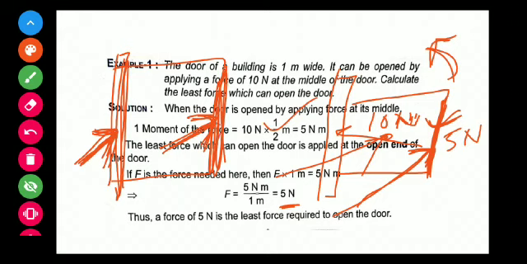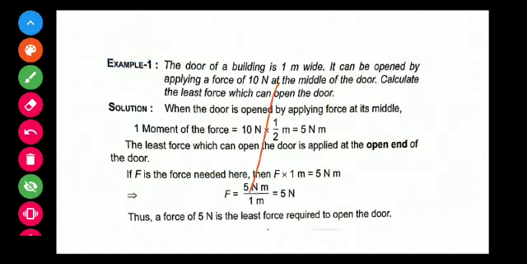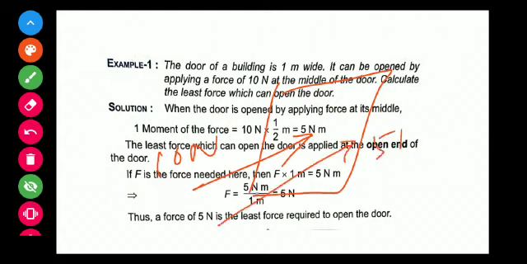If we apply a force at the edge, then we require very small force, and if we want to open or close the door by applying the force near the axis of rotation, in that case we need greater force. And this is your numerical. If we apply a force at the center, we need 10 Newton force to produce the torque, and we need 5 Newton force if we apply a force at the edge of the door.